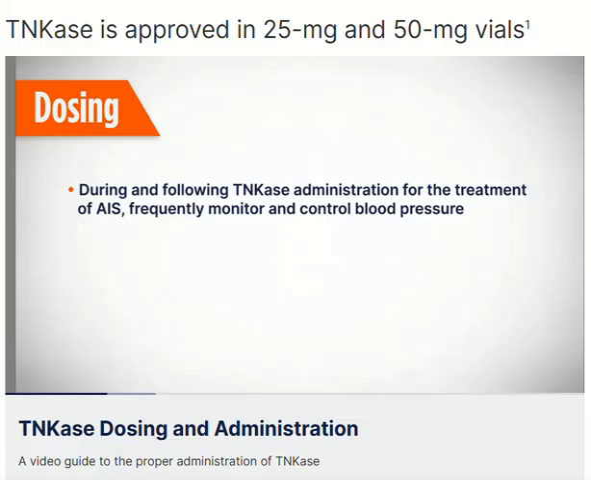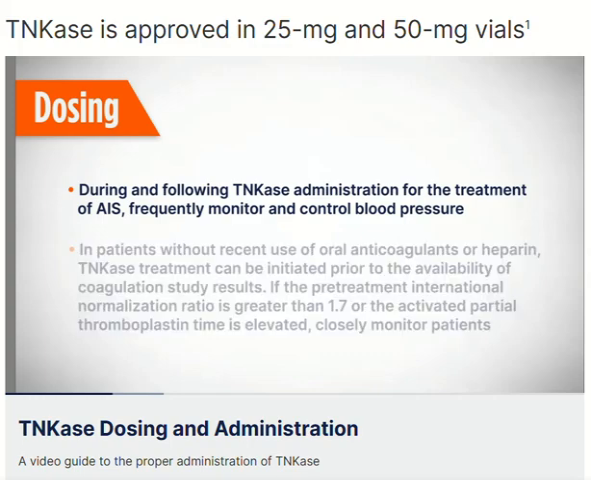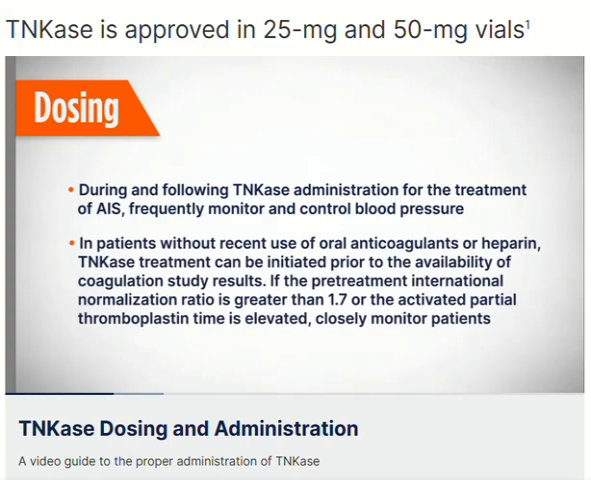During and following TNKase administration for the treatment of AIS, frequently monitor and control blood pressure. In patients without recent use of oral anticoagulants or heparin, TNKase treatment can be initiated prior to the availability of coagulation study results. If the pre-treatment international normalization ratio is greater than 1.7 or the activated partial thromboplastin time is elevated, closely monitor patients.